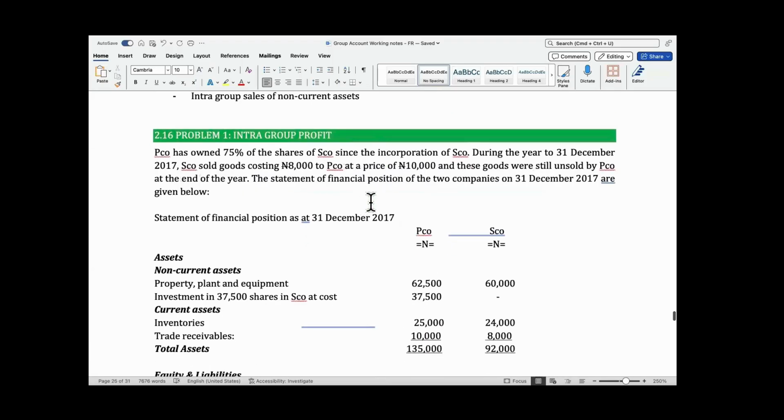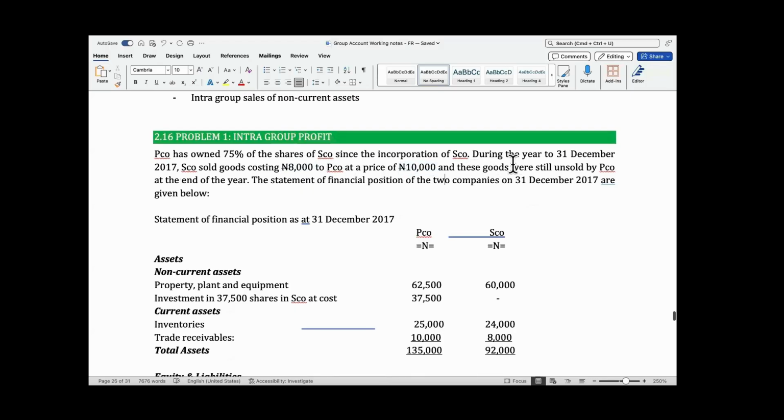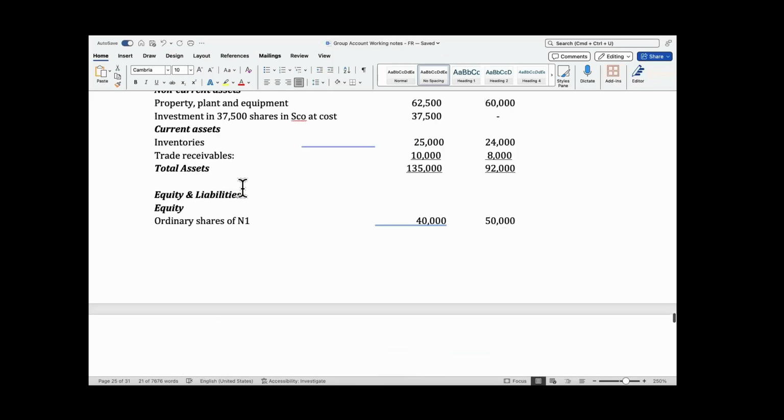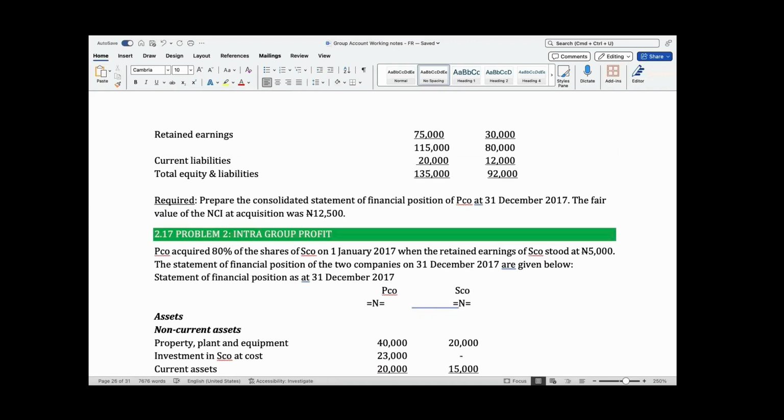Okay, so the major thing here was that they sold goods. ESCO sold goods to Pico, goods that cost 8,000, and he sold them at the price of 10,000, and these goods were still unsold at the end. So let's cancel that out.